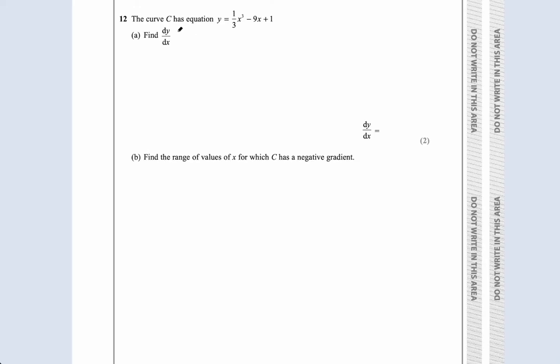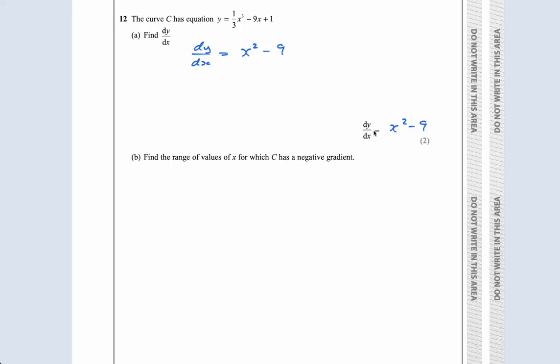Question 12. Find dy/dx. So the curve has this equation. I need to find the derivative. To find the derivative, dy/dx, I multiply by the power, 3 times a third. Now 3 times a third is 1. So it's just going to give me 1x squared because I subtract 1 from the power. 9x becomes 9 and 1 becomes 0. So it's just x squared minus 9. That is my derivative.